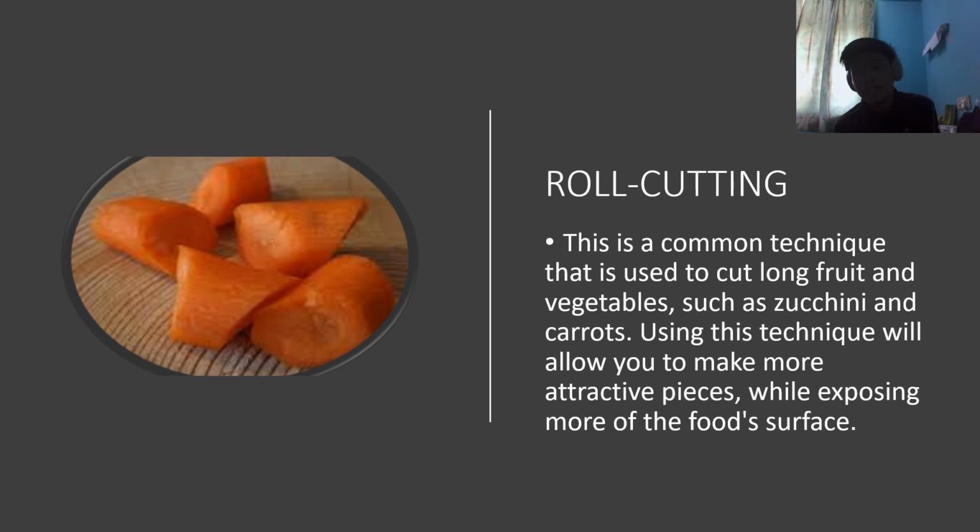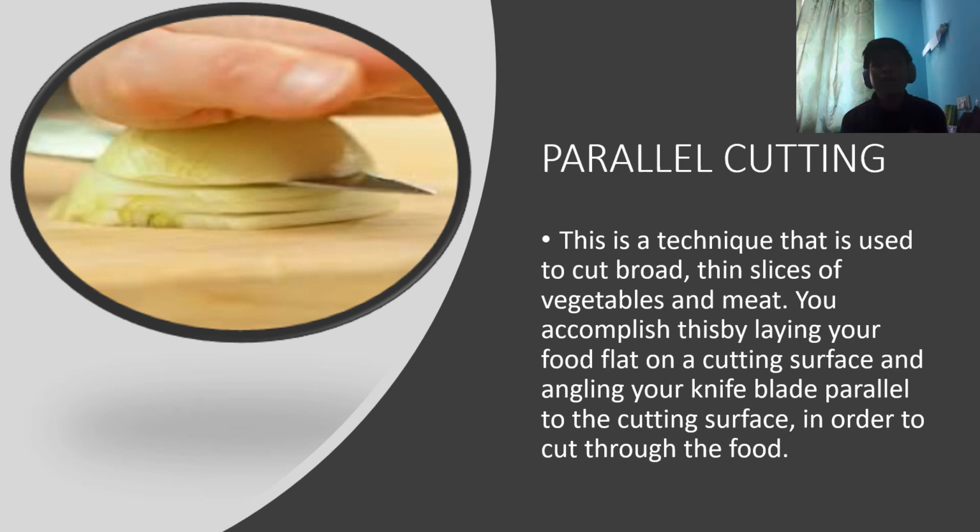Next is roll cutting. This is a common technique used to cut long fruit and vegetables such as zucchini and carrot. Using this technique will allow you to make more alternate pieces while exposing more of the food surface. Parallel cutting. This is a technique used to cut broad, thin slices of vegetables and meat. You accomplish this by laying your food flat on the cutting surface and angling your knife blade parallel to the cutting surface in order to cut through the food.